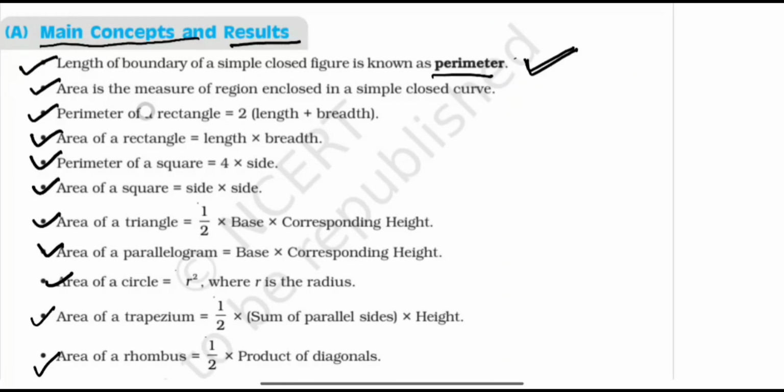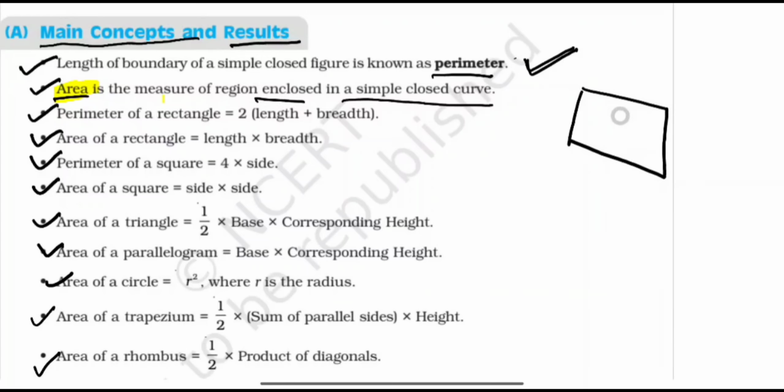Then it is about the area. What is area? Area is the measure of the region enclosed in a simple closed curve. A simple closed curve encloses a certain region, and that region is the space enclosed within any closed figure. The colored portion, the shaded blue portion of this figure, is known as its area. Is that clear?